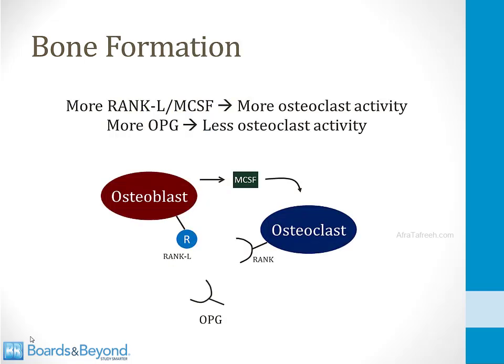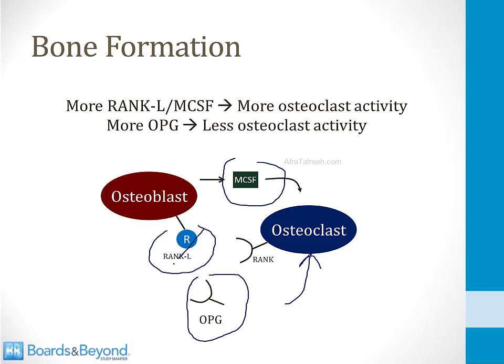So I've summarized everything with this picture on this slide, and basically if you know this picture, you can answer lots and lots of questions about bone pathology and bone physiology. So osteoblasts make RANK L, and they also make MCSF, and both of these things can stimulate osteoclasts. In addition, osteoblasts make OPG, which is a decoy receptor. It will bind to RANK L and block it from binding to RANK. So when osteoblasts make more OPG, that decreases osteoclast activity. And I've summarized all this at the top of the slide. More RANK L, or MCSF, from osteoblasts leads to more osteoclast activity. More OPG from osteoblasts leads to less osteoclast activity.